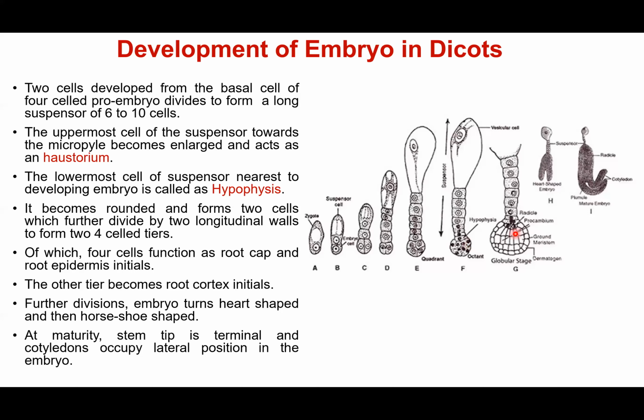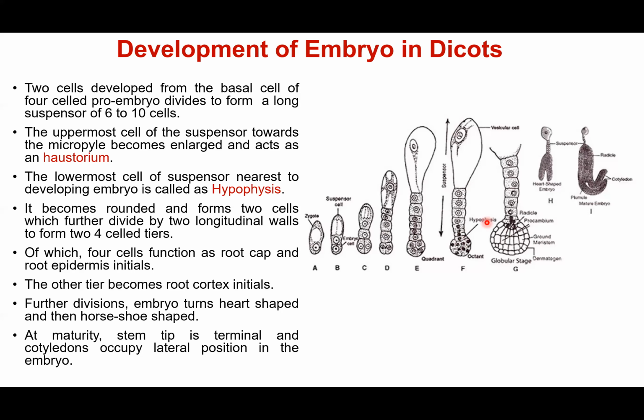When we look at the basal cell which is present above, it undergoes divisions to form 6 to 10 cells which act as the suspensor. Okay, the whole thing that is present above is known as the suspensor, out of which the uppermost cell becomes enlarged in size and acts as a haustorium, and it helps in the absorption of nutrients and provides them to the developing embryo. And then the cell that is present closest to this embryo is known as the hypophysis.